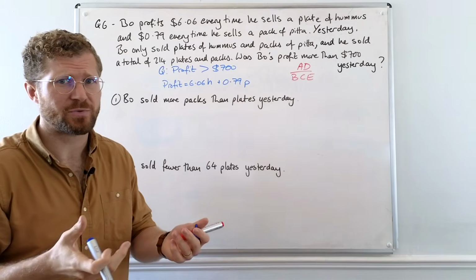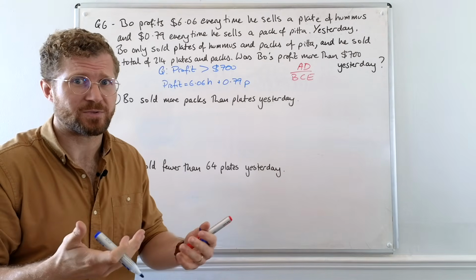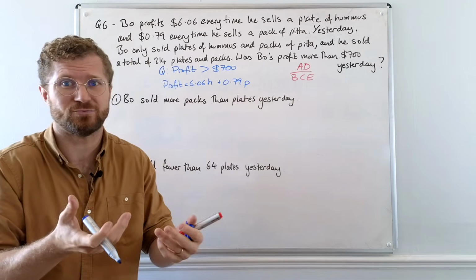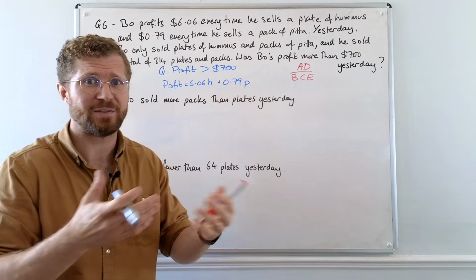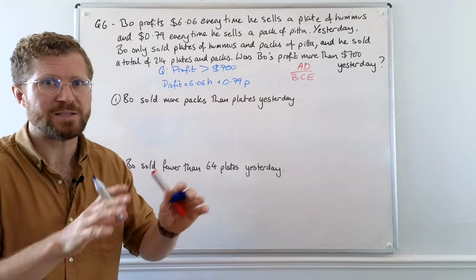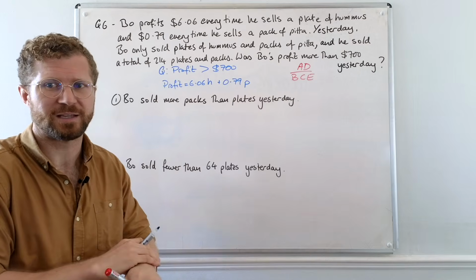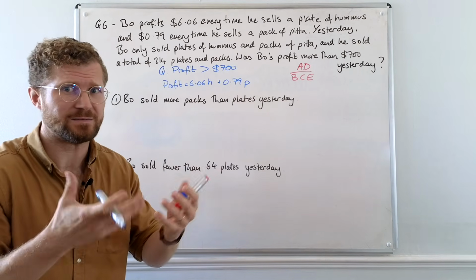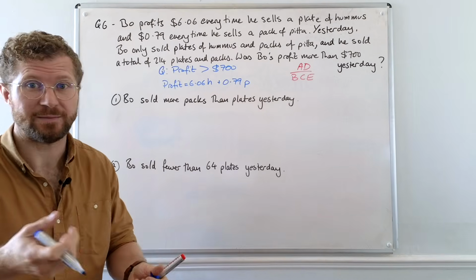Now, as we go through this question, I don't want to do that sort of calculation. 0.79 times anything, unless that anything is really nice, is just going to become a horrible calculation. We're going to look at ways to make this nicer so that I can get through this question, get to the right answer, but also get to the right answer in a reasonable amount of time.